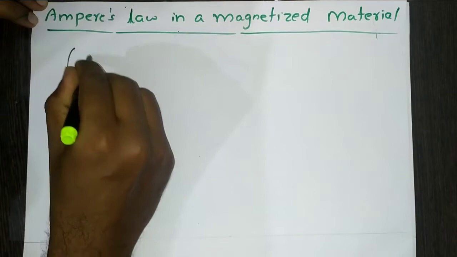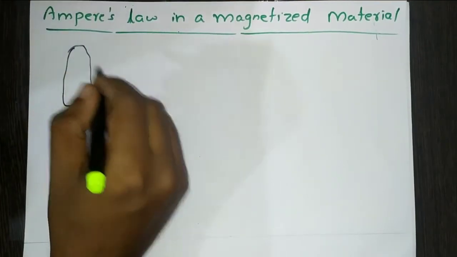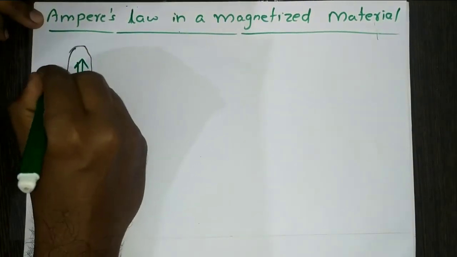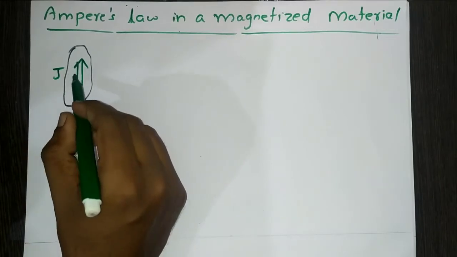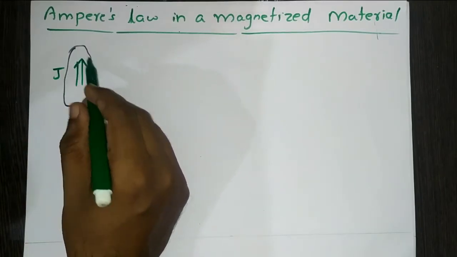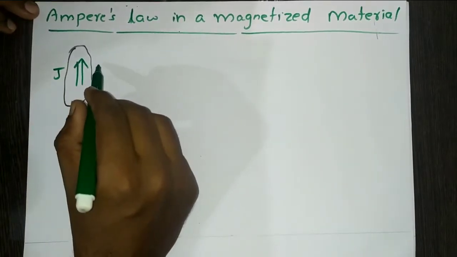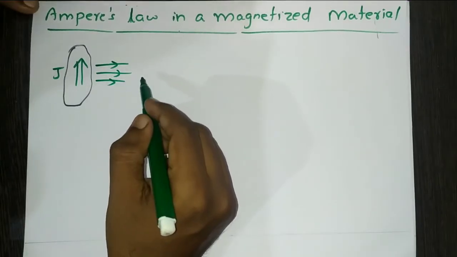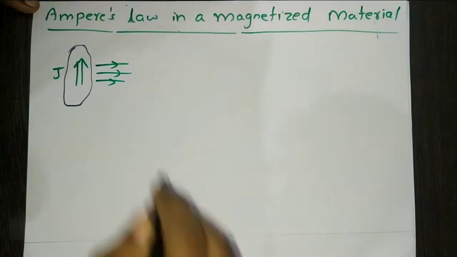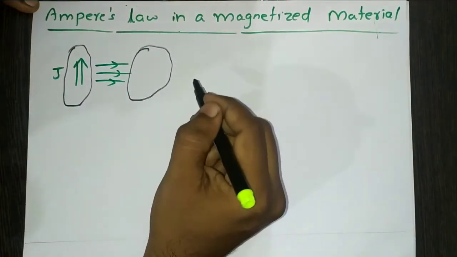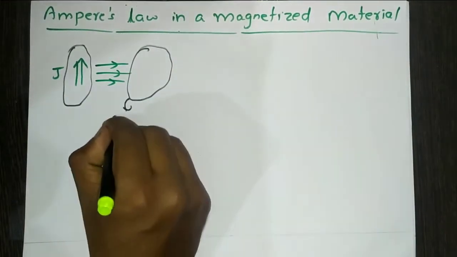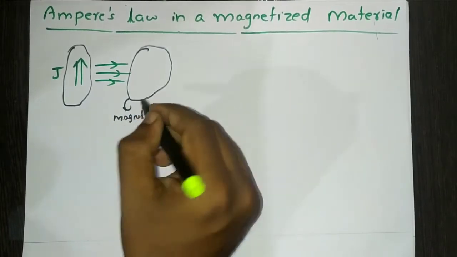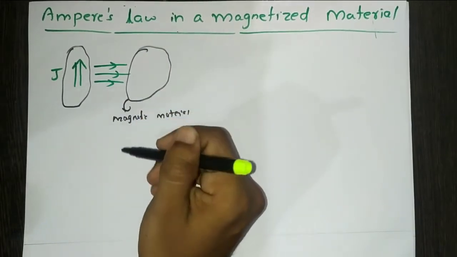If there is a body through which a current J is flowing, this is nothing but the free current due to the conduction electrons flowing through this material. This current produces a magnetic field, and in this magnetic field we keep a magnetic material, any kind of material, maybe iron or something.